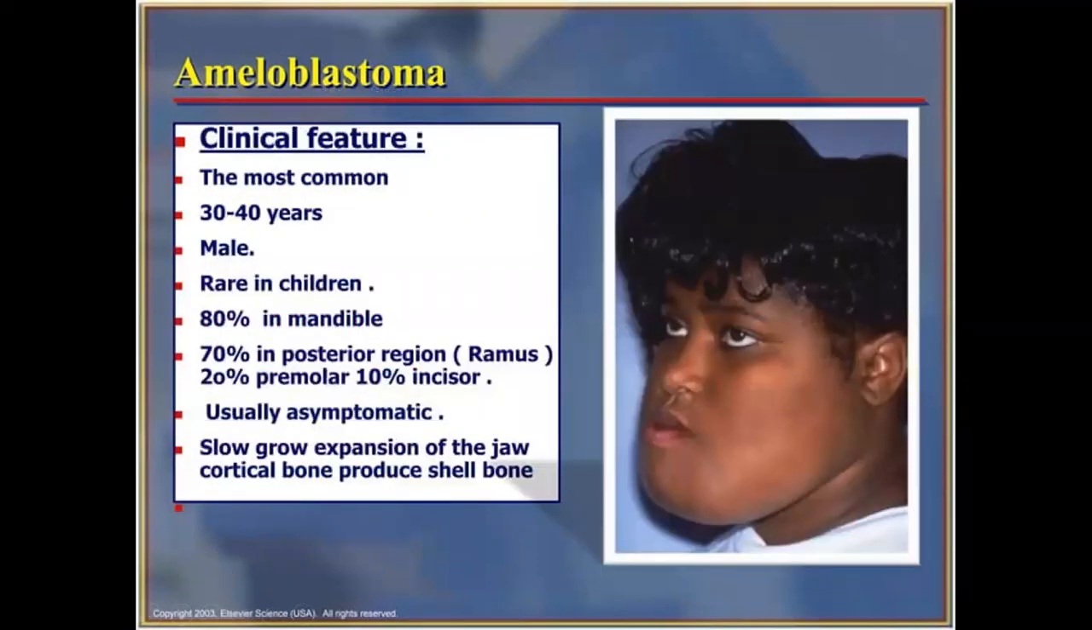The clinical feature is that it is the most common one, and it is mostly common in people of the age 30 to 40 years. They are mostly male. It is really rare in children, in 80% in the mandible and 70% in posterior regions. Usually asymptomatic, slow growing expansion of the jaw, the cortical bone produces a shell of bone, like in the picture.